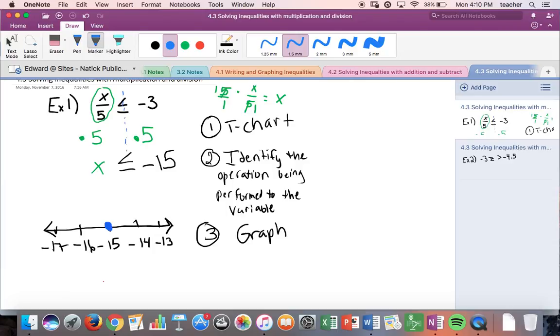And then we need to shade on the appropriate side. The way we tell which side to shade is we plug in a value. Let's call negative 14 the one I want to plug in. So I ask myself this question: is negative 14 less than or equal to negative 15? And negative 14 is not less than or equal to negative 15, which means I need to shade in the left side. I don't want to shade in the side that negative 14 is on because we just proved that it wasn't a solution. So I need to shade the other side. So I'm going to shade this side here. And that is how you graph and solve one-step inequalities.